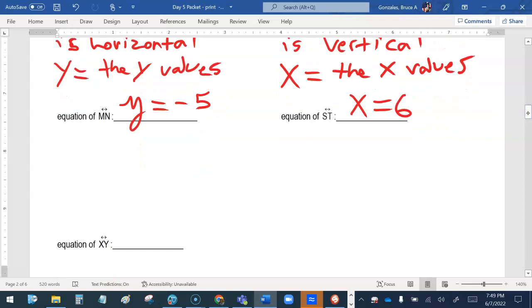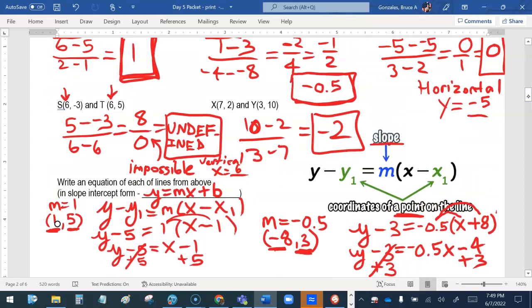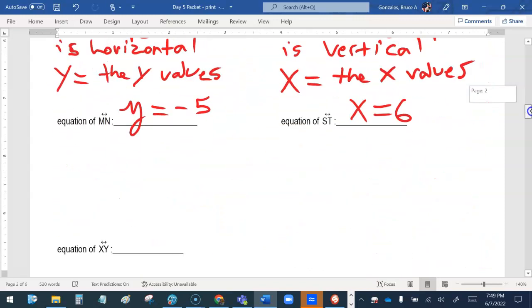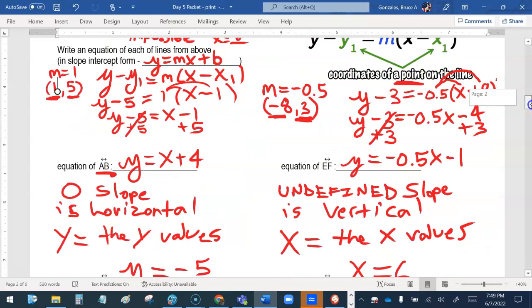Okay, so the equation of XY. Now we're going to back up. What is the slope we got for XY? XY gave us a slope of negative 2. So let's scroll down. We have a slope of negative 2, my bad, and we have a point of 7, 2. So my slope m is negative 2. My point is 7, 2.